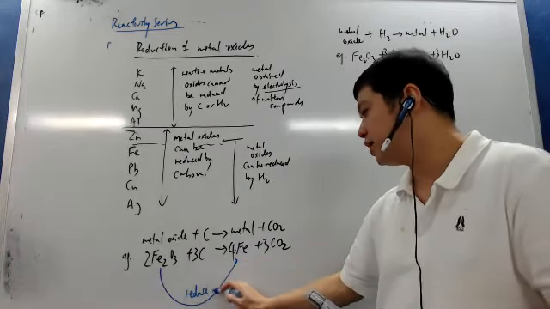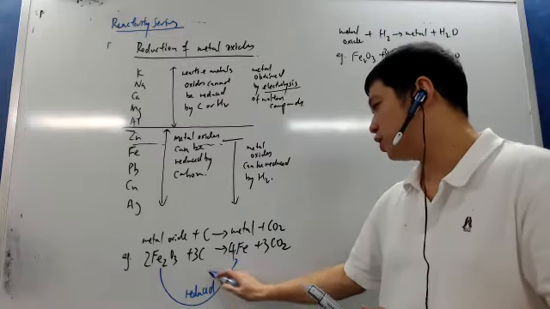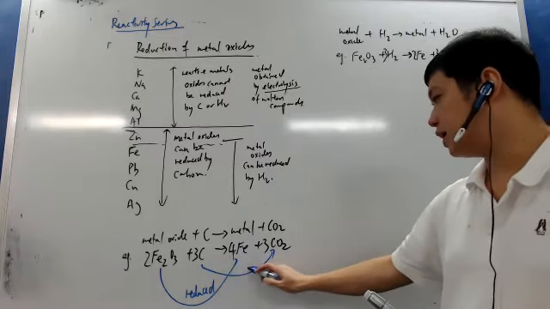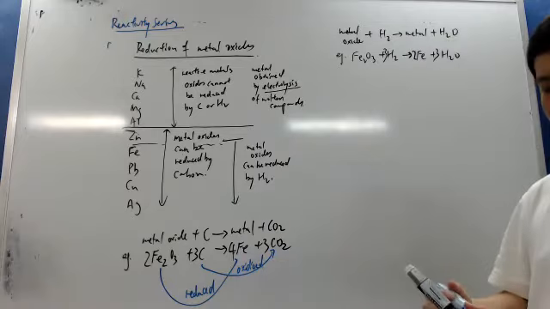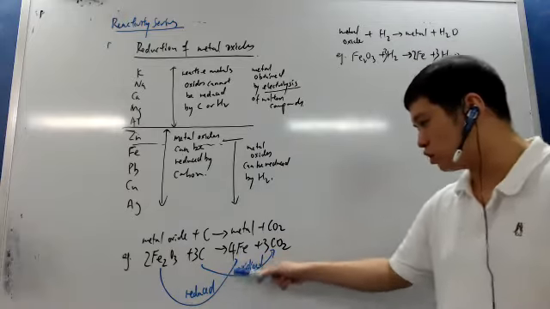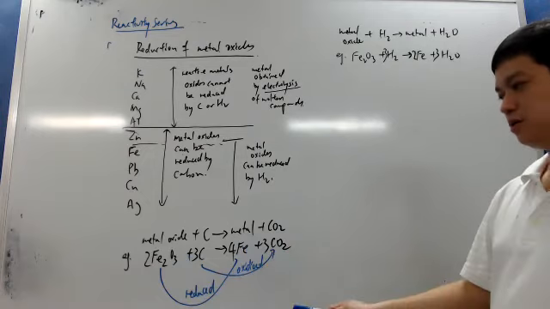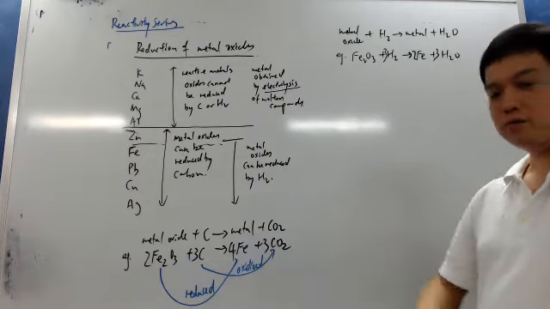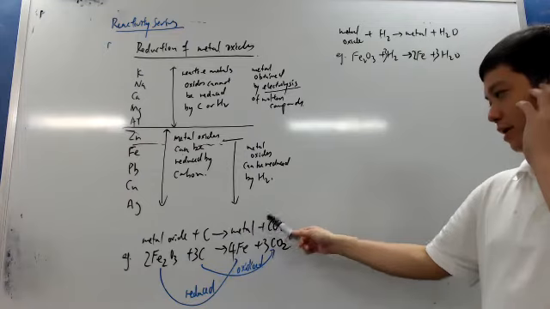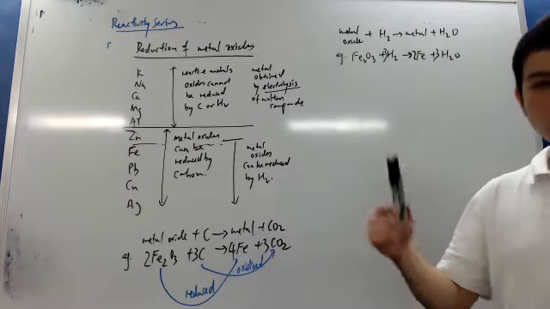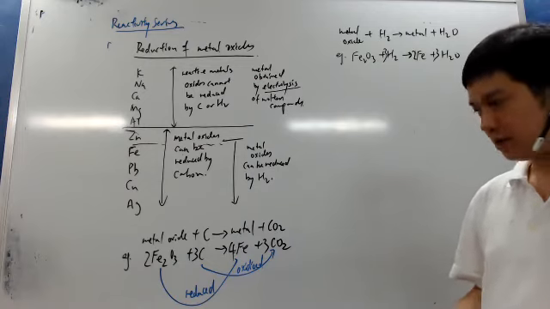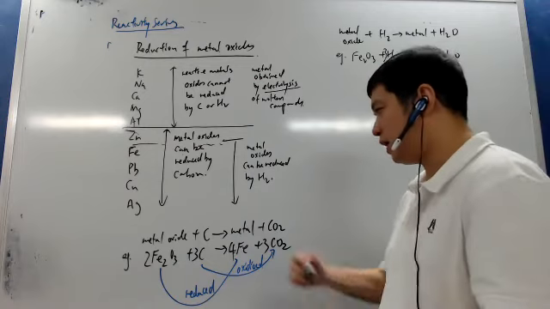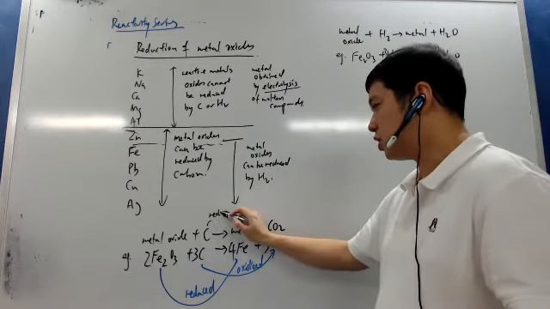You learned redox already, so you need to know. Carbon to carbon dioxide is actually oxidized, because it gains oxygen. Iron oxide loses oxygen, so it becomes metal, so it's reduced. So metal oxide plus carbon, you get metal and carbon dioxide. The metal oxide is reduced to metal, the carbon is oxidized to carbon dioxide. So the carbon itself is actually acting as a reducing agent.